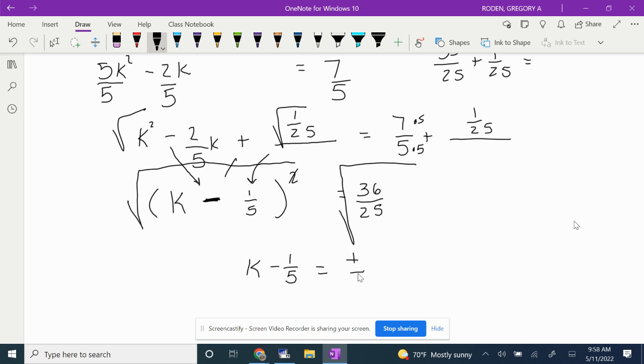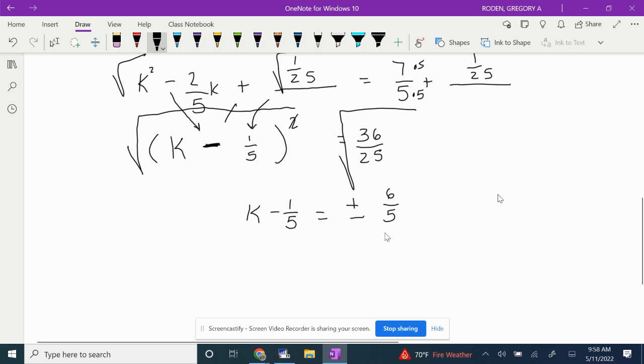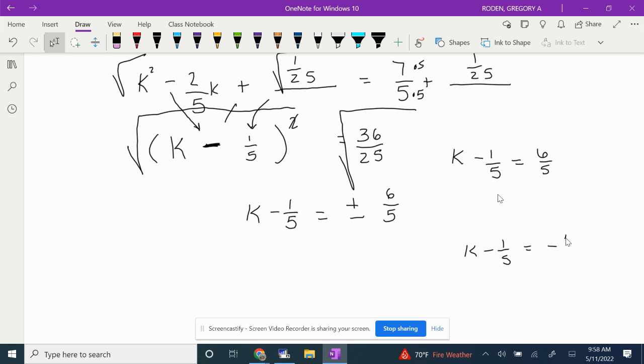Excellent. All right. So k minus 1/5 equals plus or minus. Guys, what's the square root of 36 over 25? 6/5. 6/5, right? See that? So what are we going to do here? Well, this is going to come down to two different equations. And since this is an algebra problem, we're not going to throw out the negative. So now k minus 1/5 equals positive 6/5, and we have another equation of k minus 1/5 equals negative 6/5.